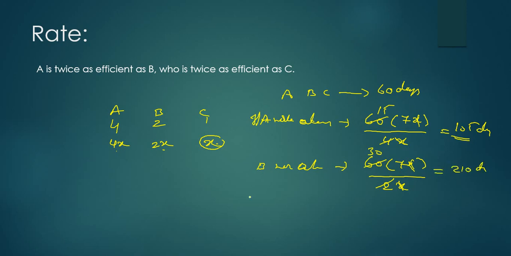What happens if C works alone? Simple logic. 60 into 7X. This is the total work. And C is doing how many units per day? X units per day. So 60 into 7 is 420. X will cancel, giving 420 days.